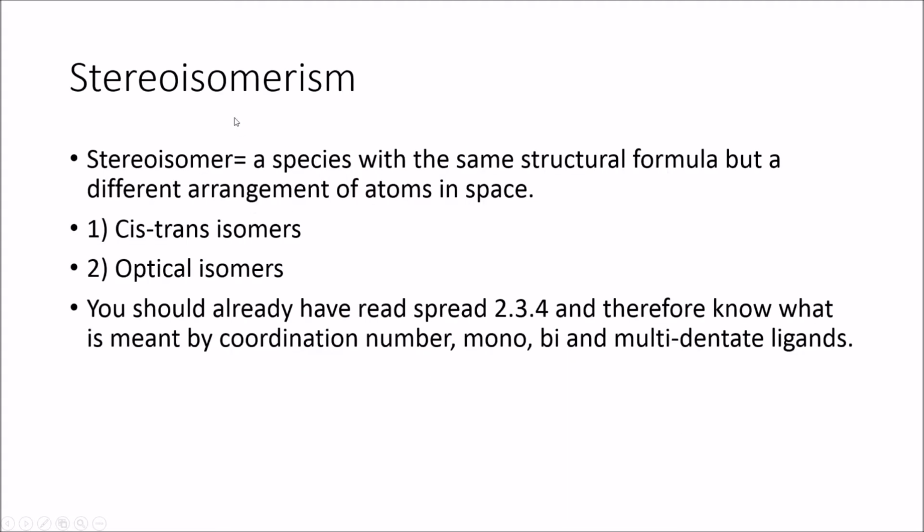So the first thing is, what is stereoisomerism? You will have come across this term before in F324. It's defined as a species with the same structural formula, but a different arrangement of atoms in space. These come in two types, as I previously discussed: cis-trans isomers, which we're going to talk about, and optical isomers. Just understand those at this moment as being two types of stereoisomerism.